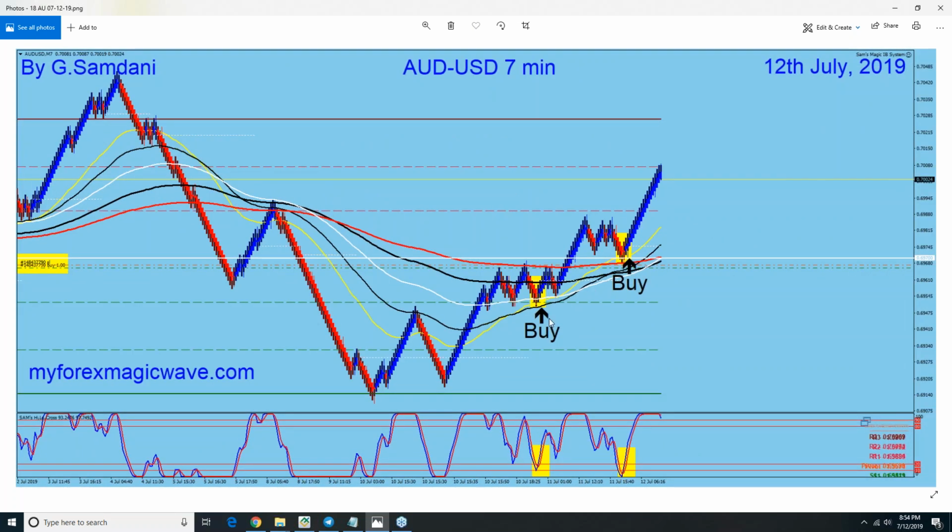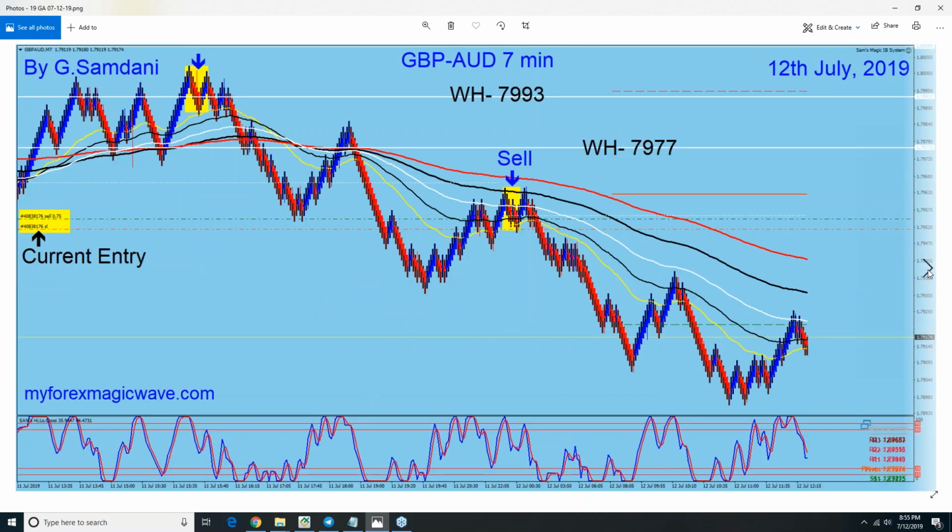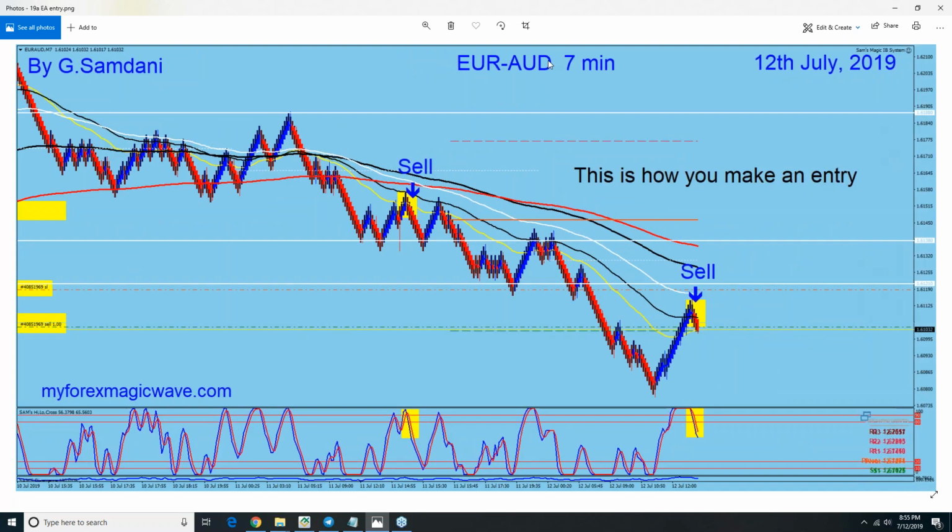AUD-USD, this is the one that I showed you the other day, that my entry was here, then the second entry, but I didn't take this one, but the third one I took, and then I showed everybody how I'm taking it. This is the one, see, I just told you, pound-AUD 7 minute on the 12th, and this one also was taken. There's another one coming up.